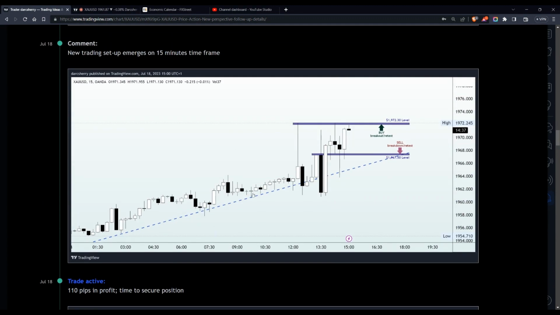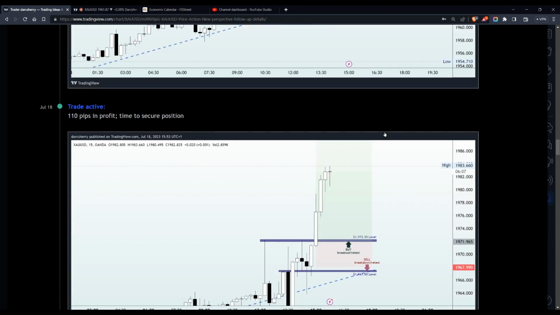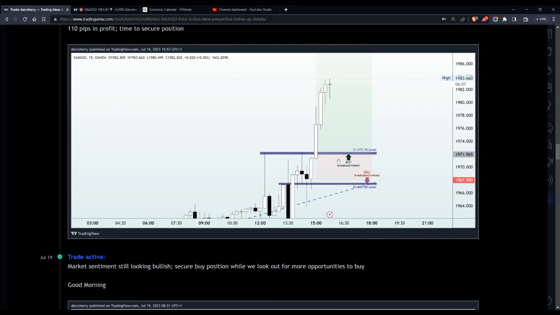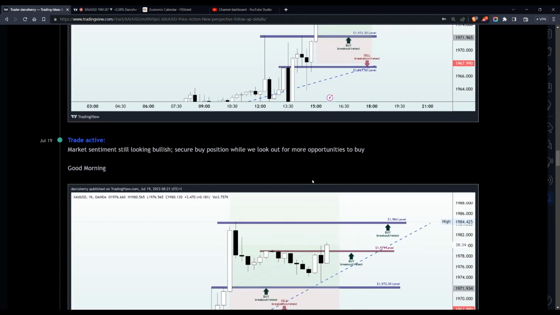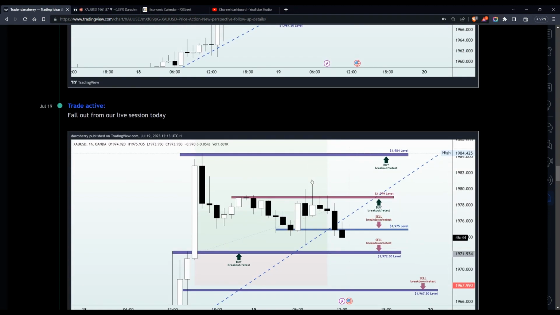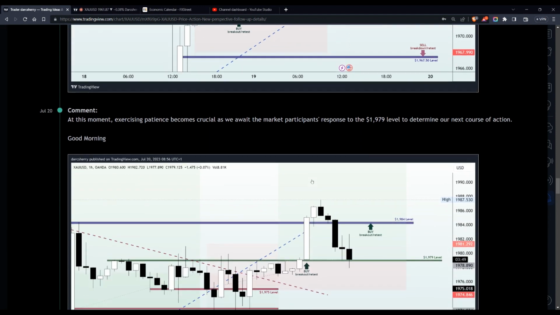Then another moment came right on the 18th of July when I spotted a new setup on the 15 minutes time frame, where we were looking forward to either the breakdown of the 1967 or the breakout of the 1972 to capitalize on another momentum. And as you can see, we saw the breakout of the resistance line, moving over 110 pips in our favor before we began to see some bearish momentum.